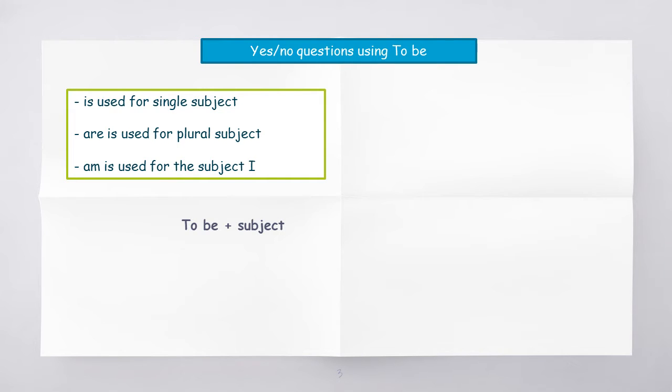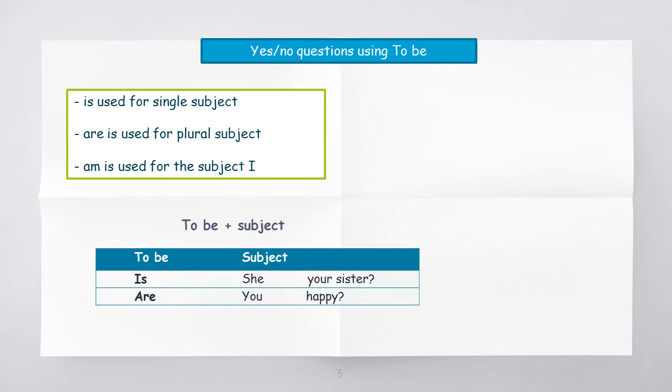And this is the pattern of using to be in yes or no questions: to be plus subject. And this is the example for the pattern. Is she your sister? Is as to be, she as subject. Are you happy? Are as to be, you as subject.